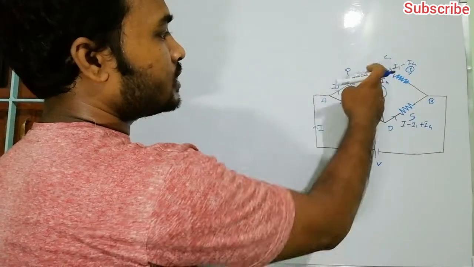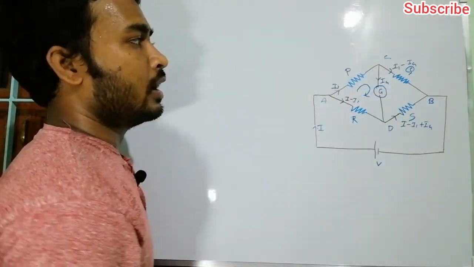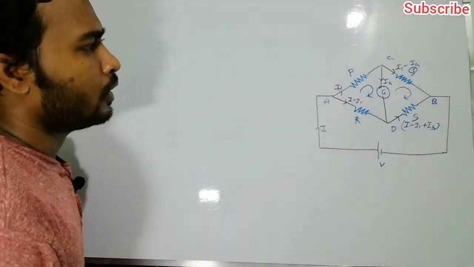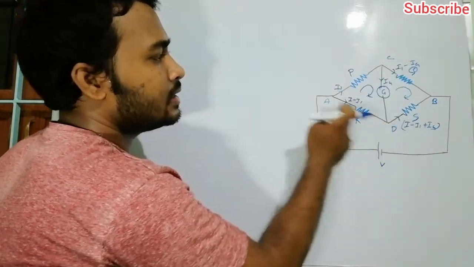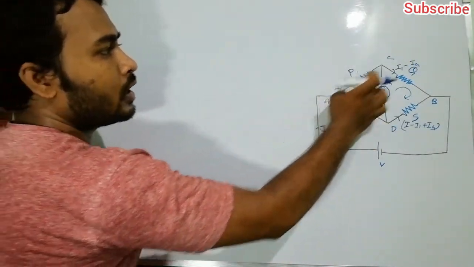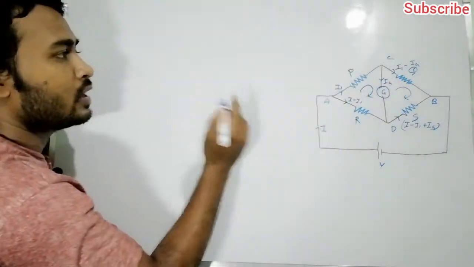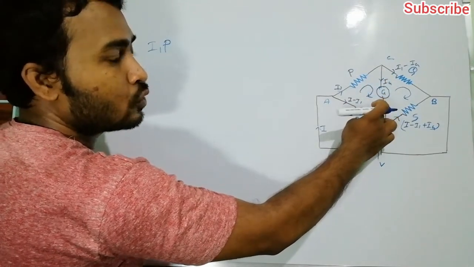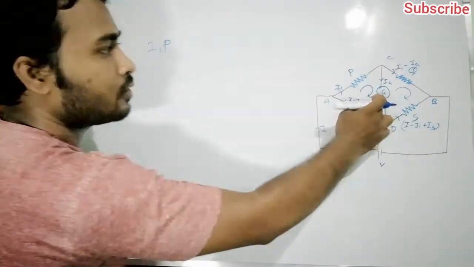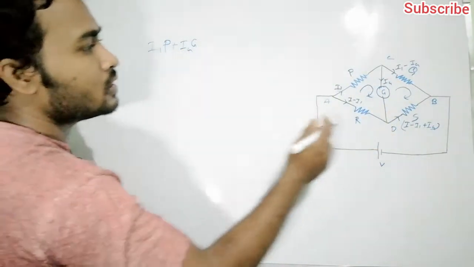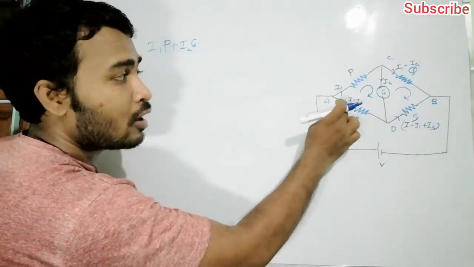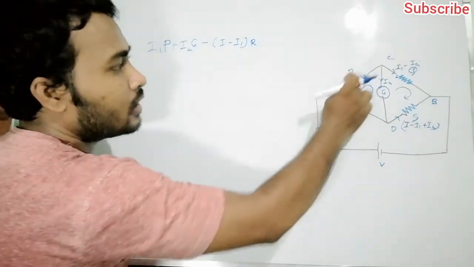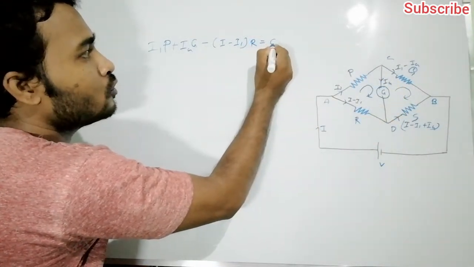So we have two loops here: A, C, D, A, and another loop C, B, D, C. Now I am going to apply KVL in the loop A, C, D, A. From A to C the current is I1 and the resistance is P, so we can write I1 into P. From C to D the current is Ig through a resistance G, the resistance of the galvanometer, so plus Ig into G. From D to A the current is flowing in the opposite direction, so I have to take minus (I minus I1) into R, and there is no cell in this loop, so this is equal to 0.